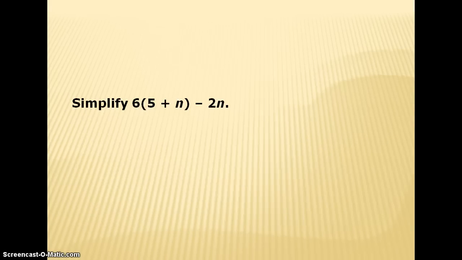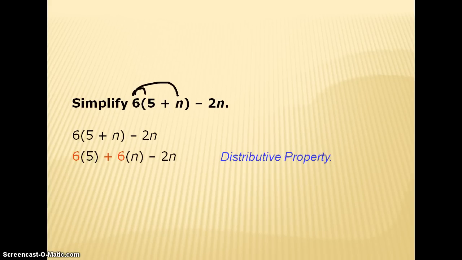So we can simplify. So let's go ahead and look at what this would be if we distributed. 6 times 5 plus 6 times n. We get 30 plus 6n, and because the minus 2n is on the outside of the parentheses, that does not get distributed. Now we need to combine like terms. 6n minus 2n would be 4n. That's as far as we can go.